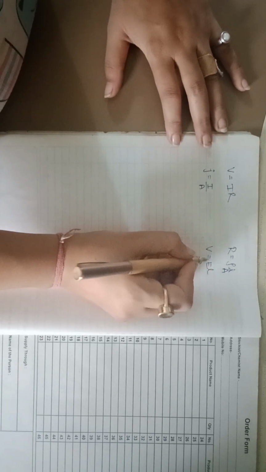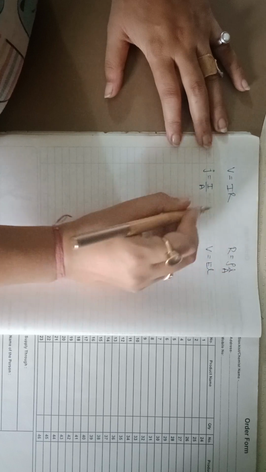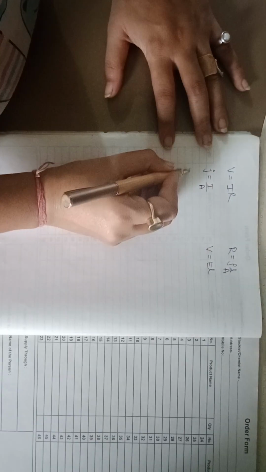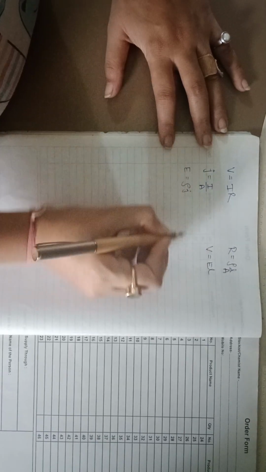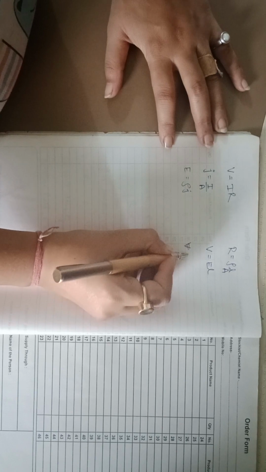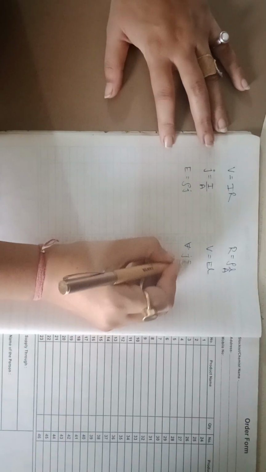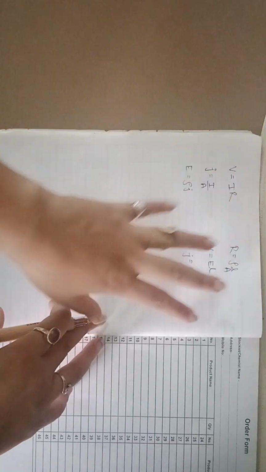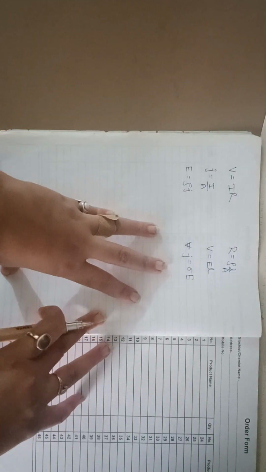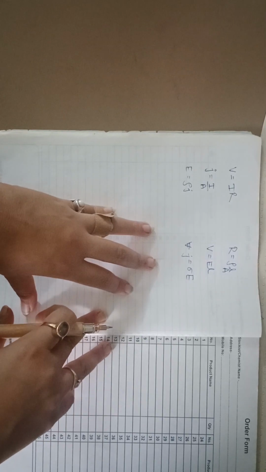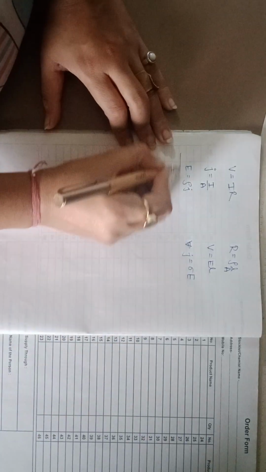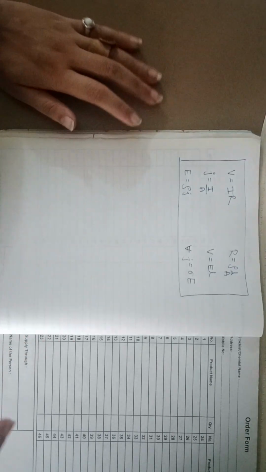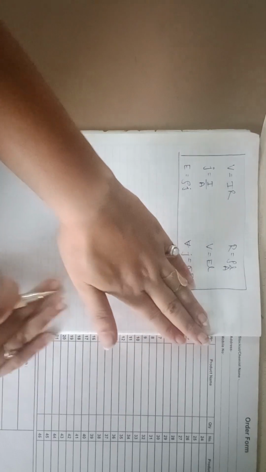So from this and this we have got another equation, that is E is equal to rho J, and finally another Ohm's law we have got is J is equal to sigma E. So these are the various formulas which we have studied and we are going to use in the numericals. Fine. If you have any doubt regarding these explanations, please feel free to ask me.